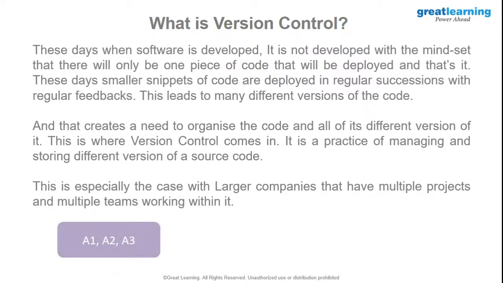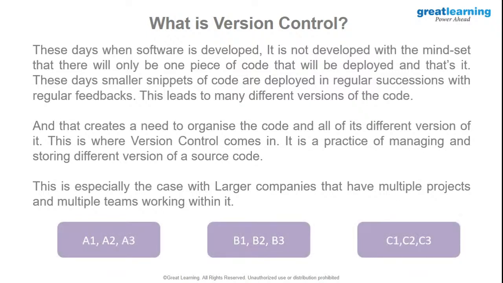So let's say they have project A, project B, project C, and all of these projects have their own versions. Now, these projects will be handled by different teams. Project A is handled by team A, project B by team B, project C by team C, and all of them have their own different versions. So this way you can see how many types and how many versions of software we have. So there comes a need to make sure that all of this is organized, because what if you want to go back to an older version because you think your new version is not working.